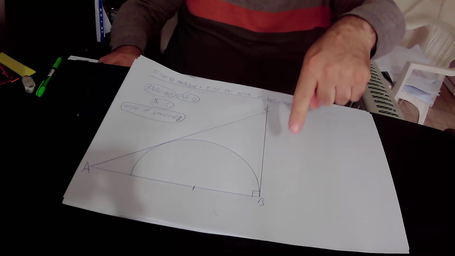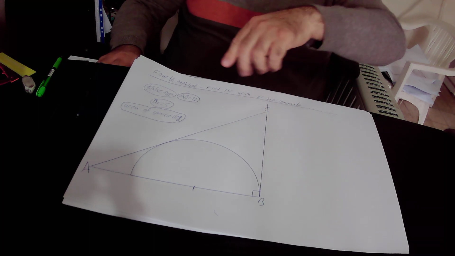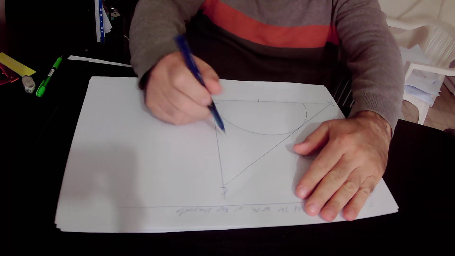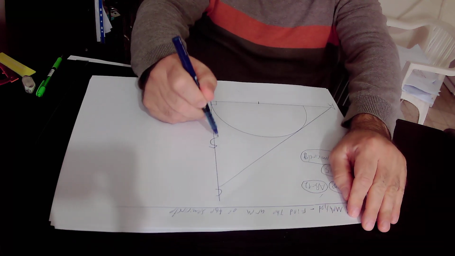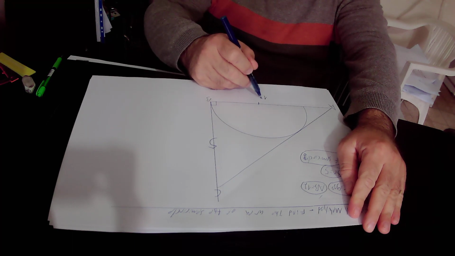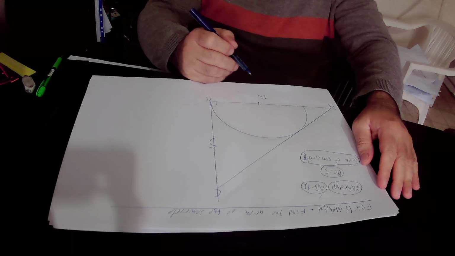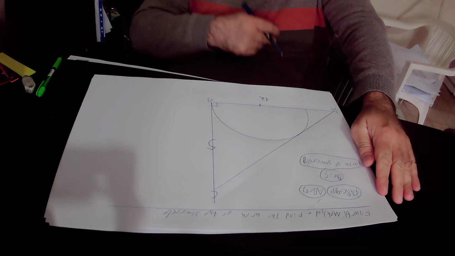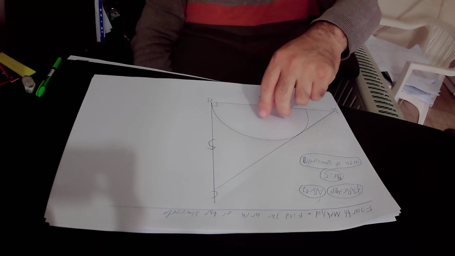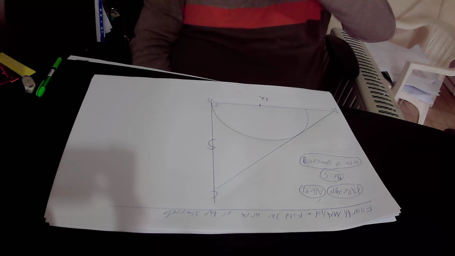We also know that BC equals 5 units. So here BC equals 5 units and AB equals 12 units. And we want to find out the area of this semicircle.